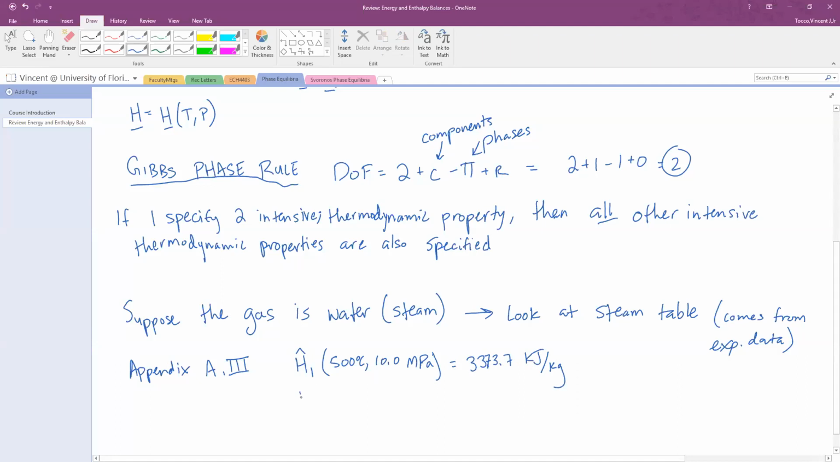All right, and therefore I know that H2 hat at some unknown T2 and 1.4 megapascals is also equal to 3373.7 kilojoules per kilogram by the energy balance. The energy balance says H1 hat is equal to H2 hat. So the trick here is now finding out what this T2 is.